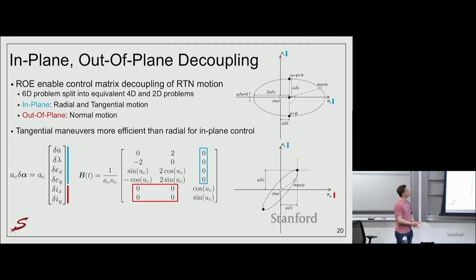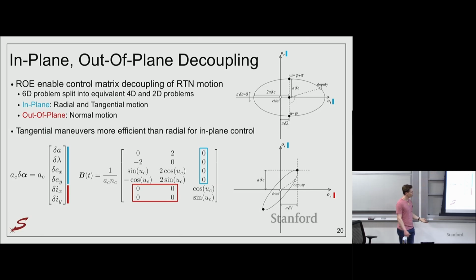This becomes even simpler in ROEs because we have in-plane, out-of-plane decoupling. If you look at the control matrix and changes in delta V, in-plane maneuvers will affect only in-plane motion, and out-of-plane maneuvers will affect only out-of-plane motion, at least in the instantaneous sense. What that means is that we can split the 6-dimensional problem into equivalent 4D and 2D problems that are completely decoupled. And so we can deal with radial tangential motion completely separately from normal motion.